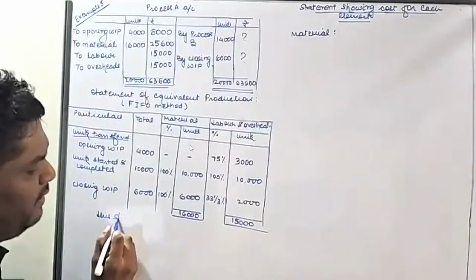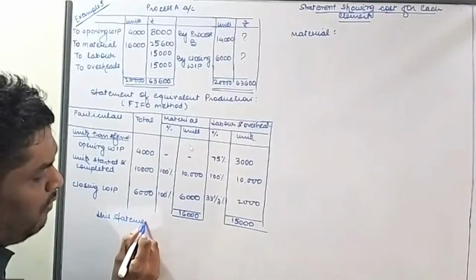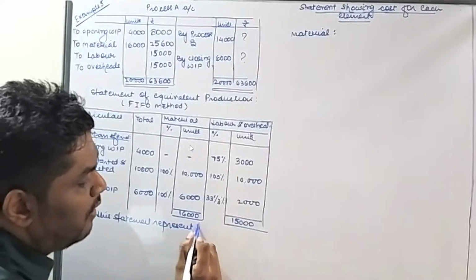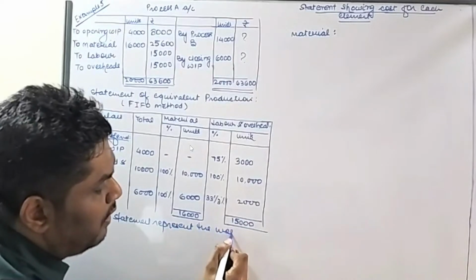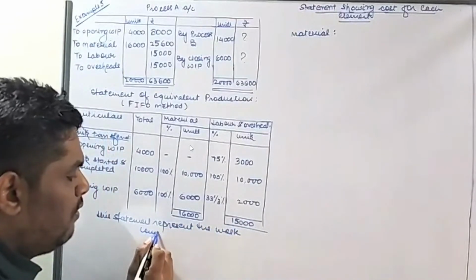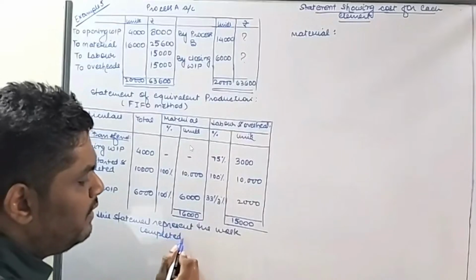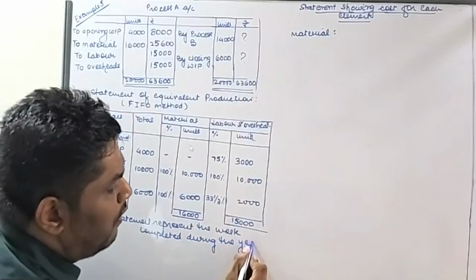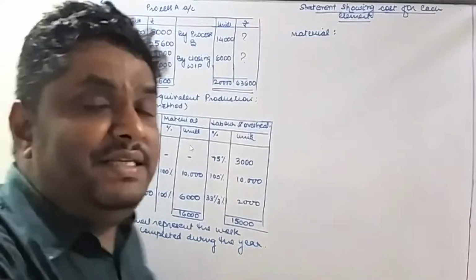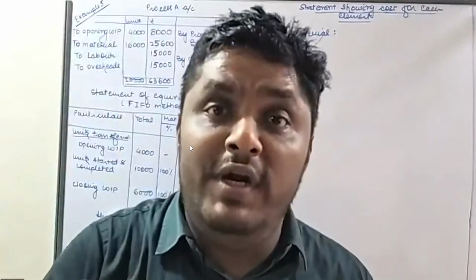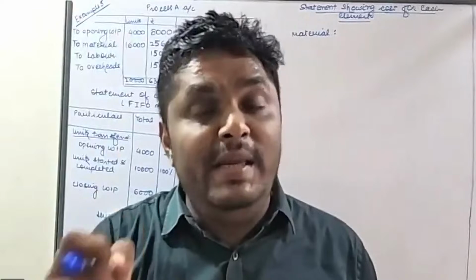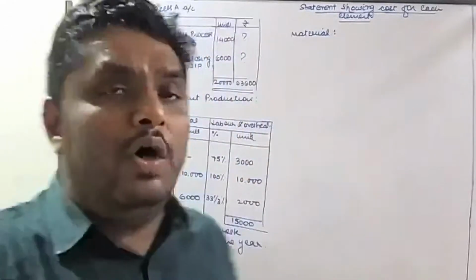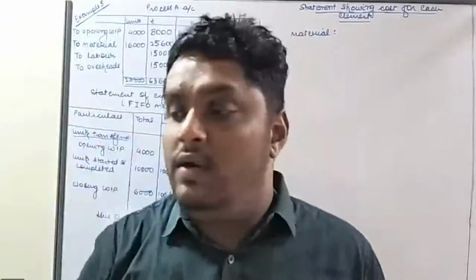The statement represents the work completed during the year. These 16,000 are the equivalent number of units for this year. This statement represents the work that is completed during the year. So to calculate the cost per unit, we will take the current year cost only.